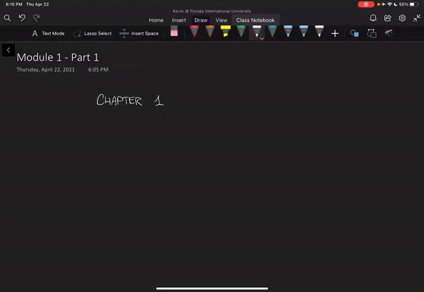So this is the first lecture on module one. After having gone through the syllabus in the previous video, you are now going to go over the start of chapter one in our textbook. Chapter one is essentially an introduction to thermodynamics, and this introduction starts with the question, what is thermodynamics?